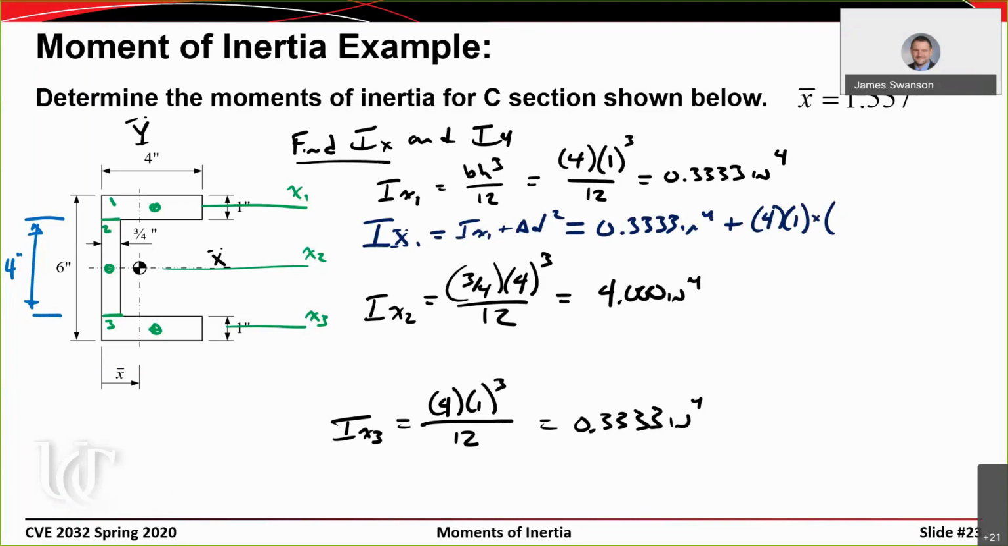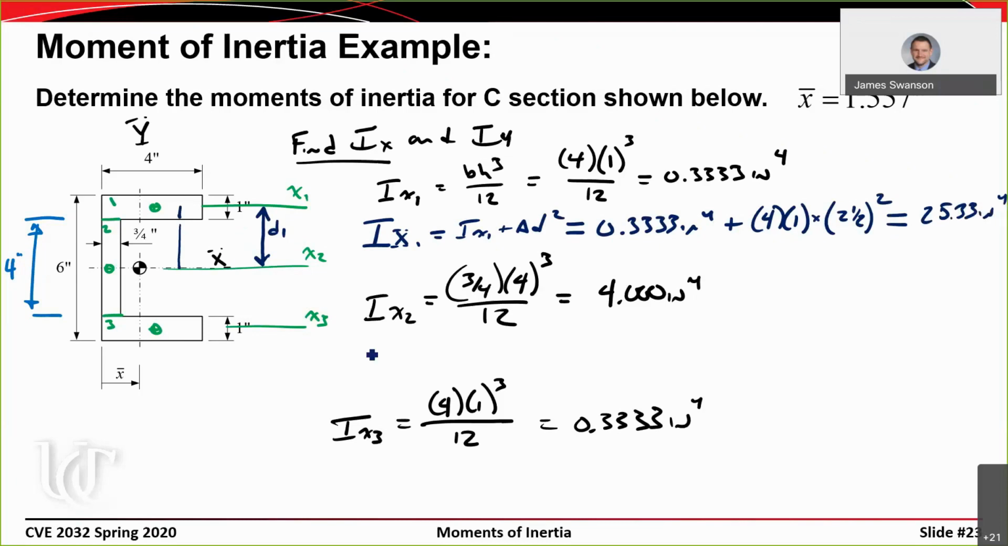And the distance here is going to be this value there. So that's going to be d1. So this would be 3 inches. No, that would be 2 inches there plus another half an inch there. So that's going to be 2.5 inches, and then we square that. So let's see. I go 2.5 squared times 4, and then I add into it a third. So I get 25.33 inches to the 4th.